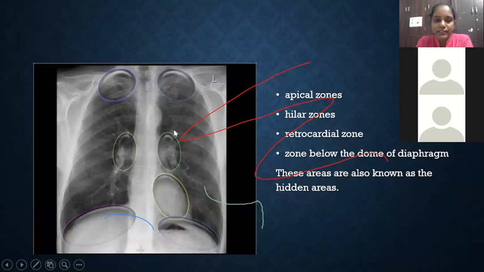So these are the hidden areas in the X-rays. This must always be looked for in cases of X-ray reporting to prevent any missing of any pathologies. That is the apical zones, the hilar zones, the retrocardiac zone and the zone below the dome of the diaphragms.